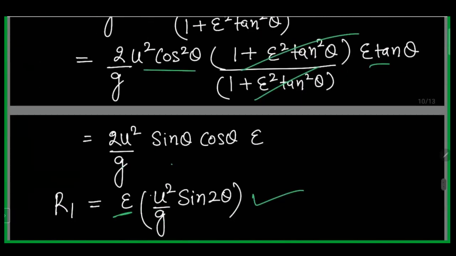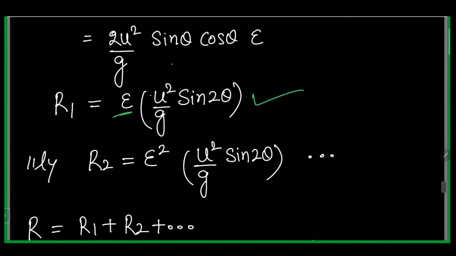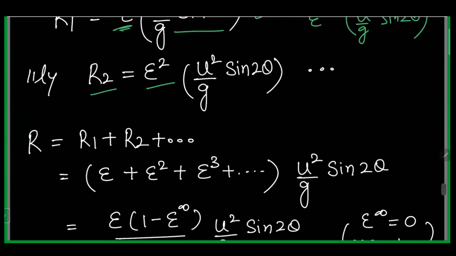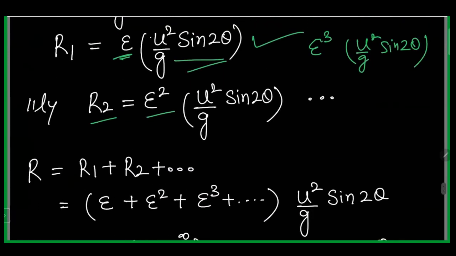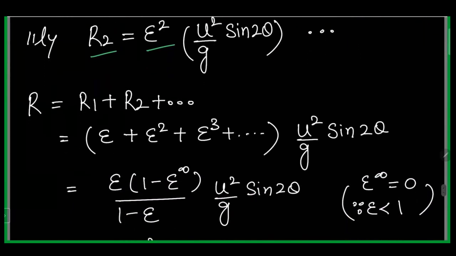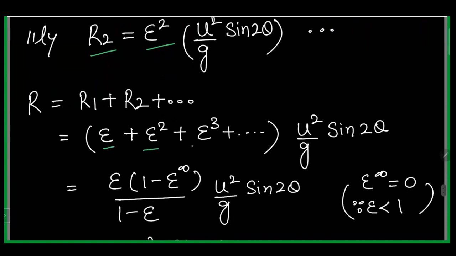What about range 2? I don't have to again solve it. If the range 1 is epsilon times this, then range 2 will be one more time I have to multiply epsilon. So it will become epsilon square. What will be range 3? Range 3 will be epsilon cube into u square by g sin 2 theta and so on. So what will be my total range? I can add all this. So epsilon into u square by g sin 2 theta, epsilon square u square by g sin 2 theta and so on. So what will I get? Epsilon plus epsilon square plus epsilon cube and so on, and common factor is u square by g sin 2 theta.